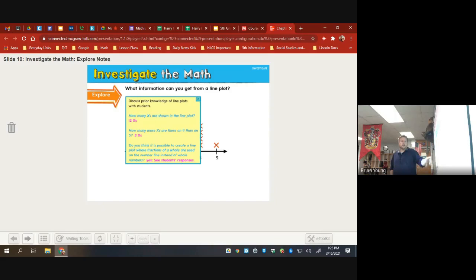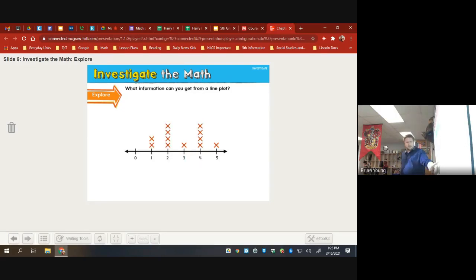Like this one right here, Gavin called it that there's 12 X's there, right? One thing you could have gathered from it was how many more twos there are than ones. Two. Twice as many, right? You can see right here, how many more fours than threes? There's three more, right? So you can see that kind of stuff in there as well.